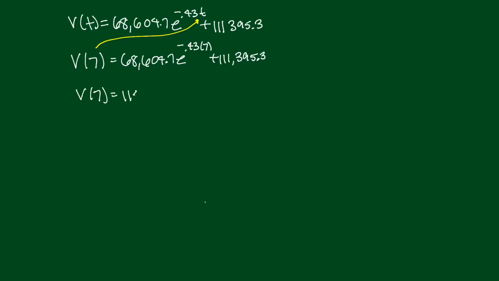I got, on my calculator, 114,776.9, and actually that 9 just keeps going forever. So I want to round it off to the nearest cent. This is going to be $114,776 point, and if I round that up here, it's just going to be 99 cents.